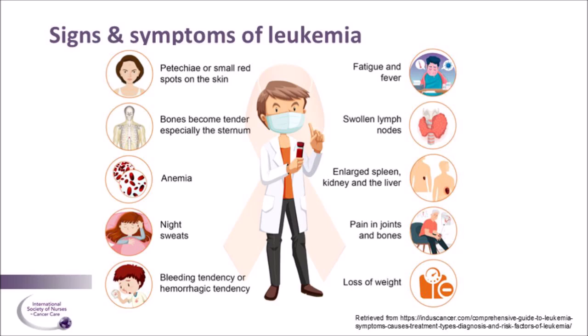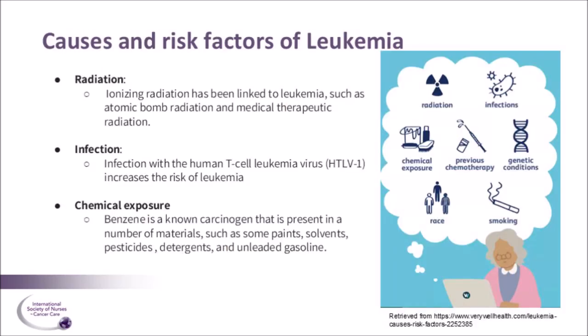Leukemia presents with various signs and symptoms, including petechiae or small red spots on the skin, fatigue and fever, swollen lymph nodes, anemia, night sweats, enlarged spleen, kidney and liver, pain in bones and joints, bleeding tendencies, and weight loss.